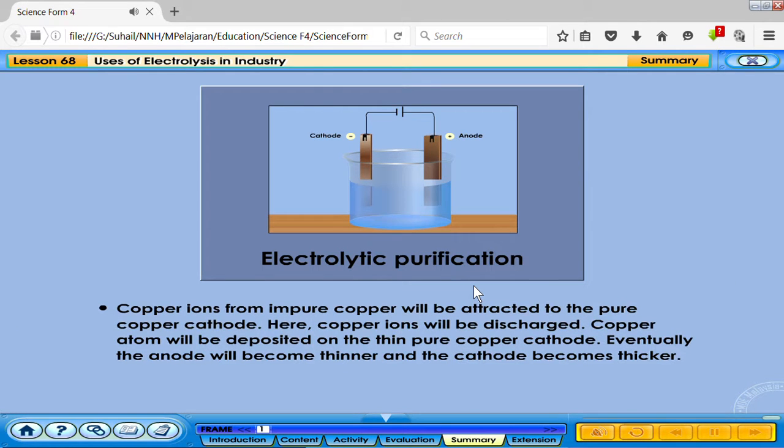Copper ions from impure copper will be attracted to the pure copper cathode. Here, copper ions will be discharged. Copper atom will be deposited on the thin pure copper cathode. Eventually, the anode will become thinner and the cathode becomes thicker.